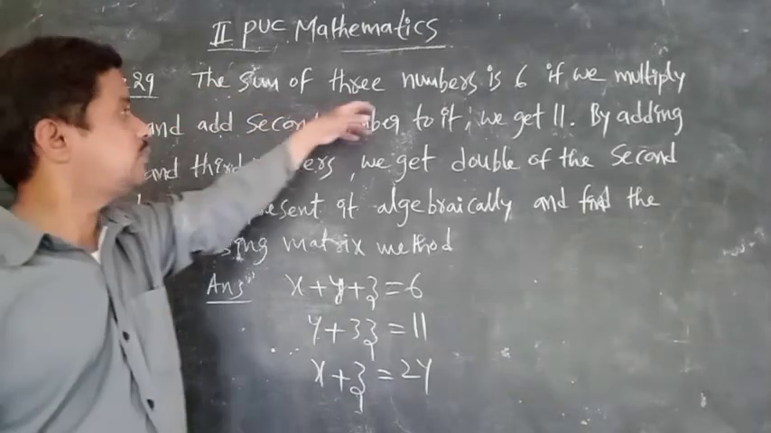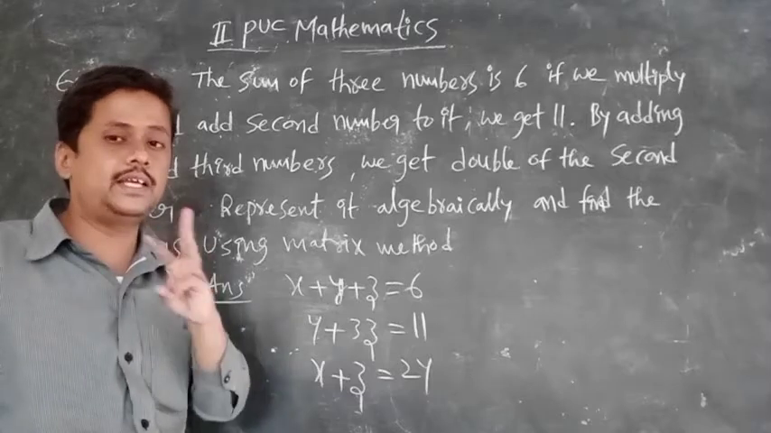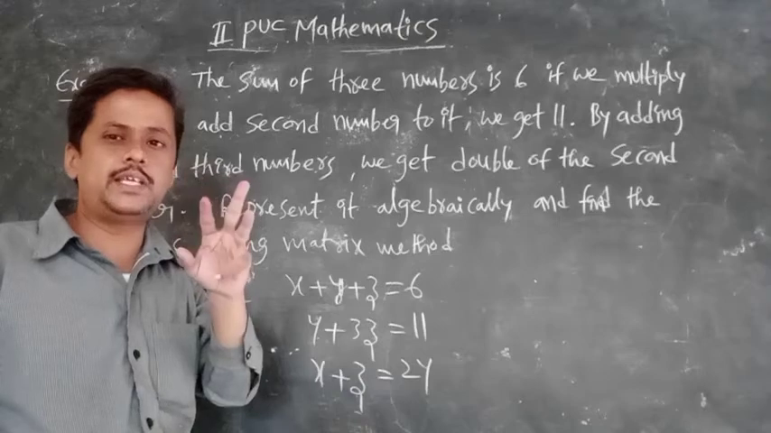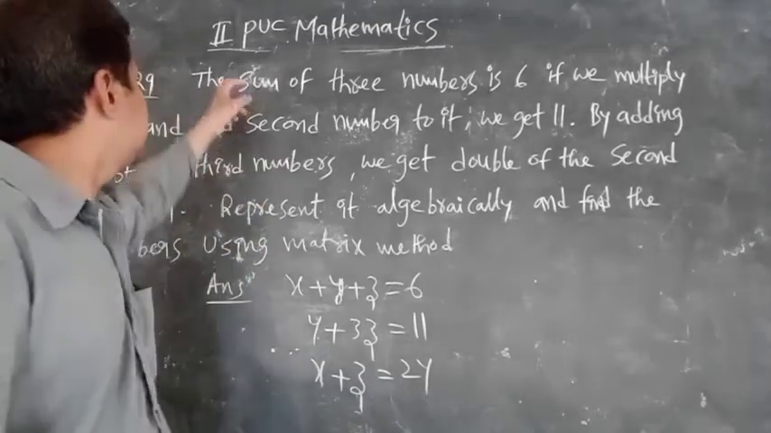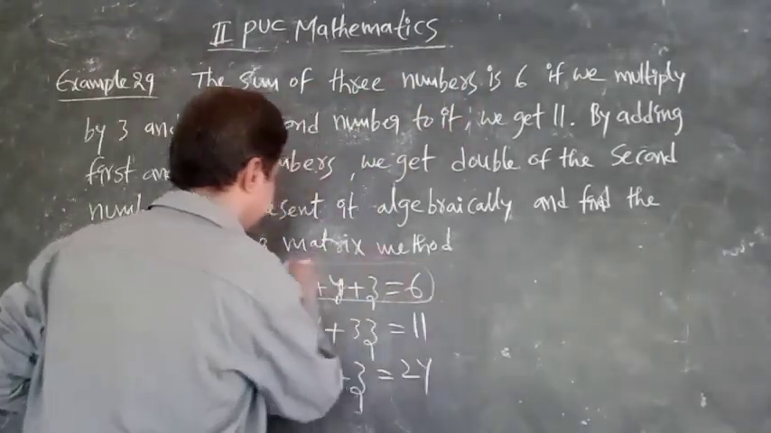The sum of three numbers is 6. You have taken the three numbers. First number is x, second number is y, third number is z. So you have to consider, let x, y, z be the three numbers. The sum of three numbers is 6: x plus y plus z is equal to 6. First equation is over.